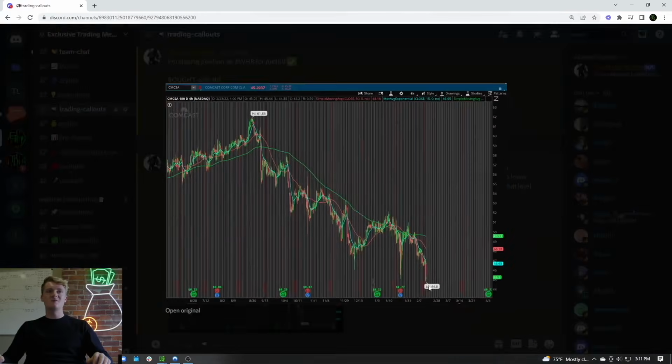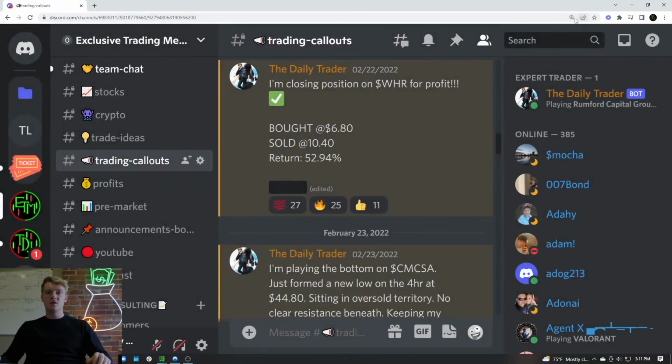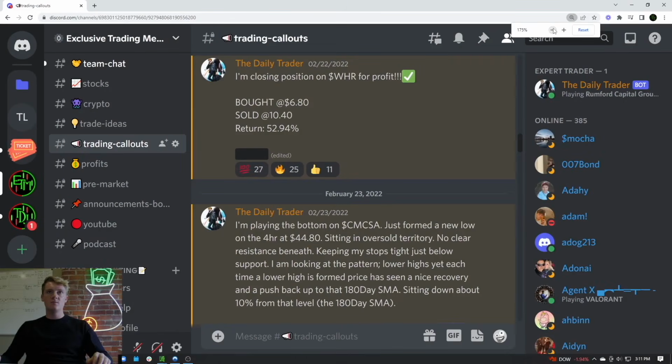Okay, so keeping my stops tight just below support, okay? So obviously that low is support. If I entered right there, there was a little green candle being formed, if you can see right there on the 4 hour. Wish I had zoomed in a bit more, but set my stop slightly below there. Again, keeping my losses small if I was wrong, if we didn't catch a bounce off that low.